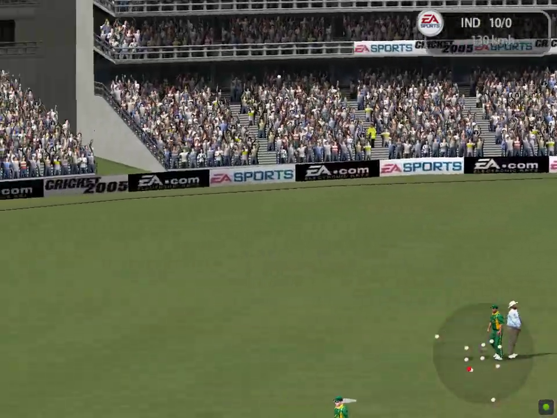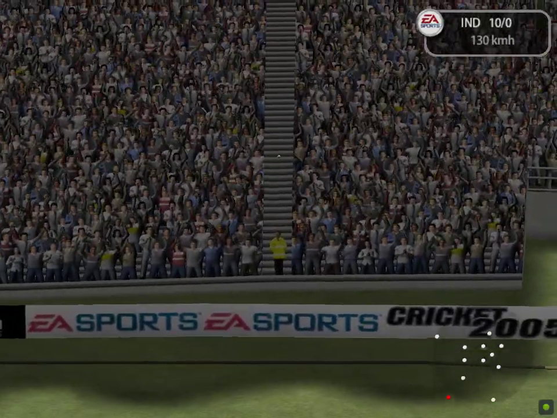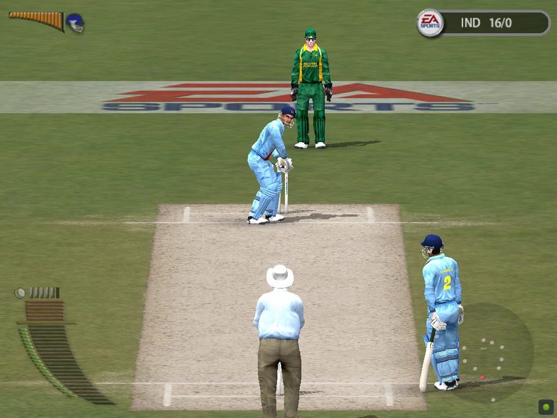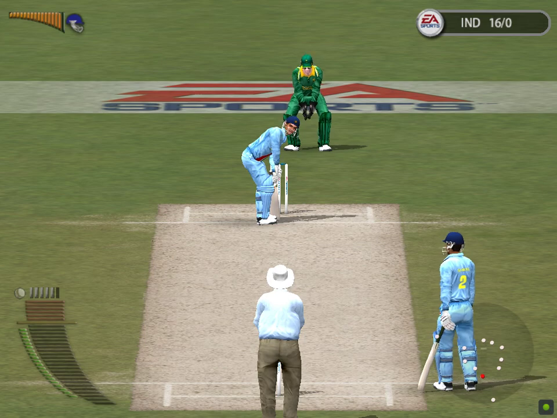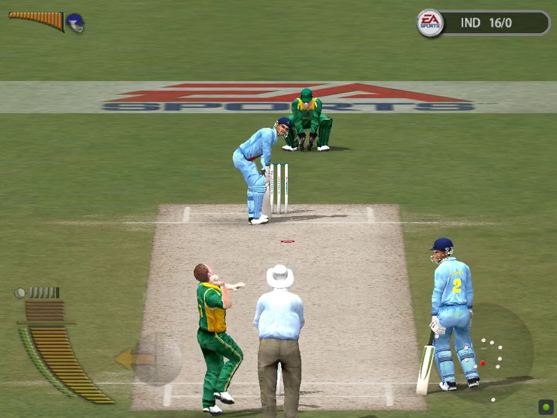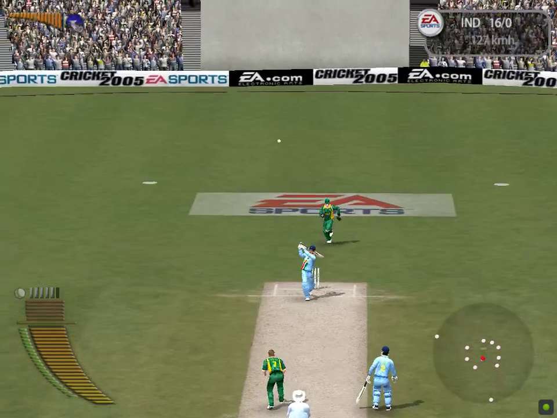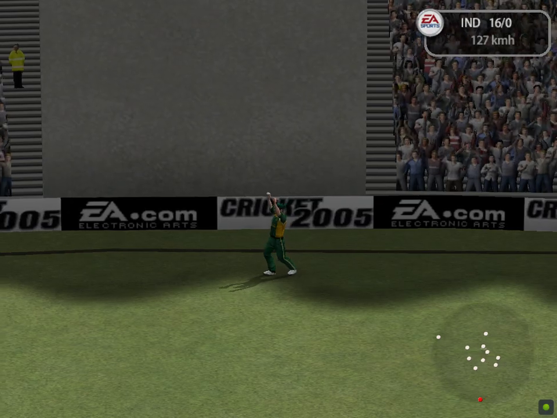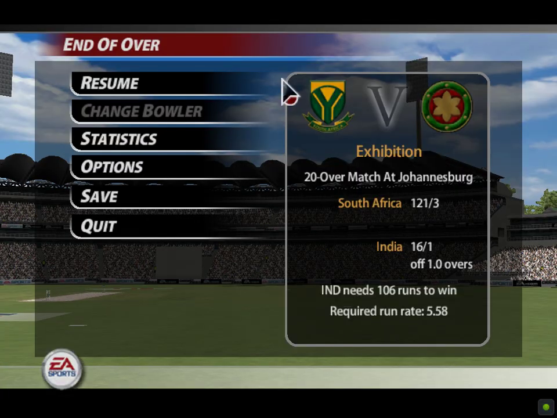Rudolph is after it. He's worked that into the gap. 6. That's a demoralising sight. Let's take a look at that in slow motion. In the air and gone. This was how the wicket fell.